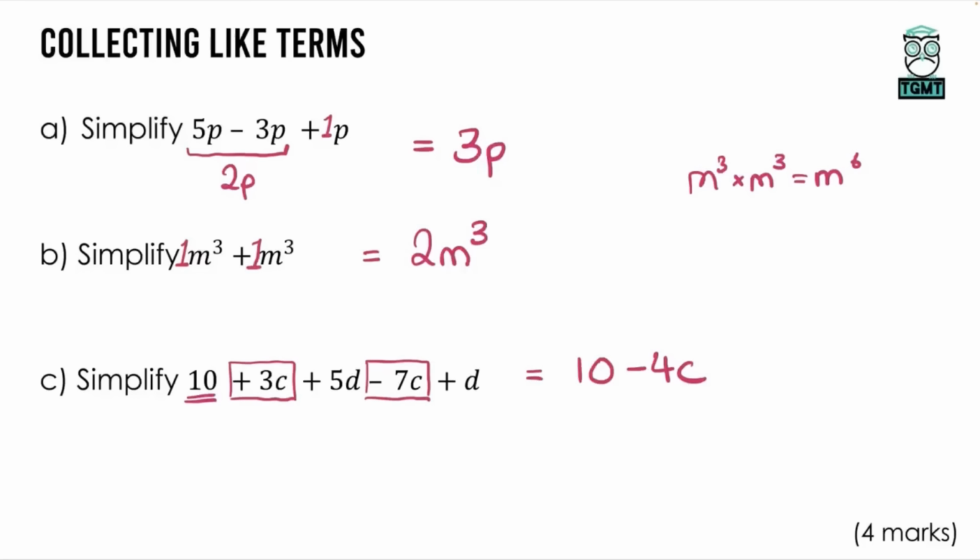For the D there, we have 5d and we have 1d, again writing that 1 in. Both a positive, so that's a nice one. We have 5 plus 1, which is plus 6d. And there we go, there's our final answer, 10 take away 4c and plus 6d.